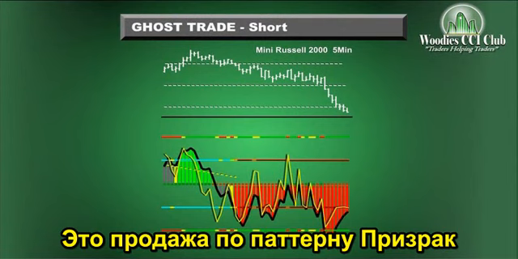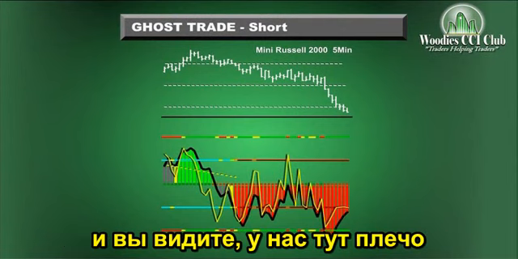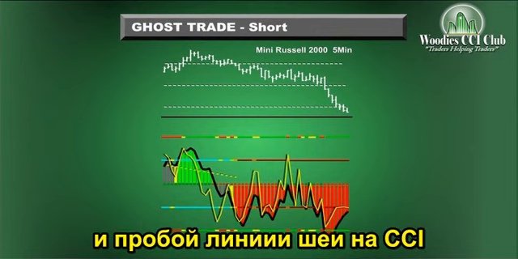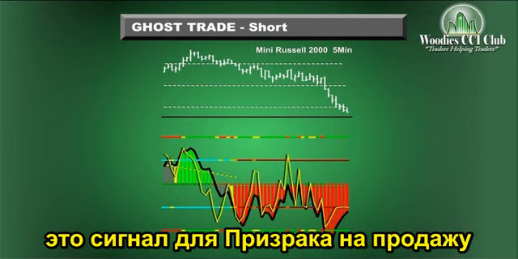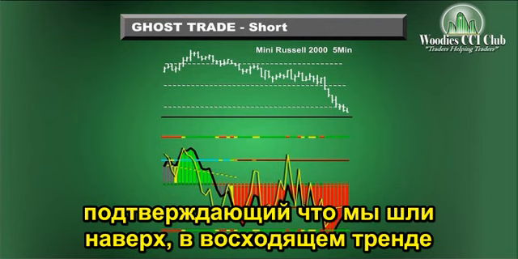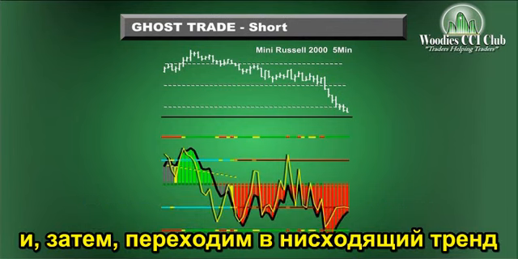This is a ghost trade short, and you can see where we have a shoulder here, we have a head here, and we have a shoulder here, and breaking that neckline on the CCI is the trigger to go short. It's a trend-changing pattern, so we had been in an uptrend, and all of a sudden it picks it up when we start this downtrend.